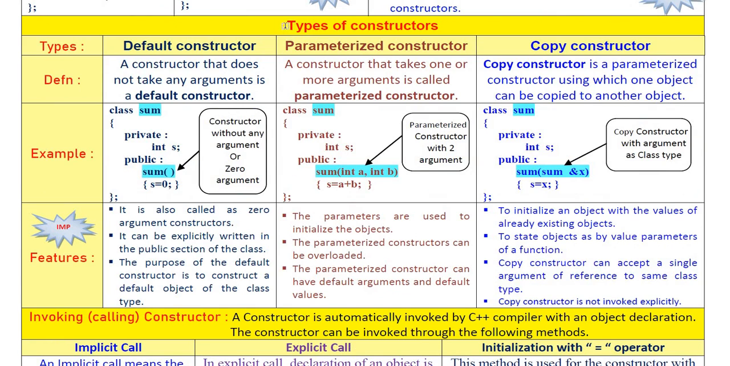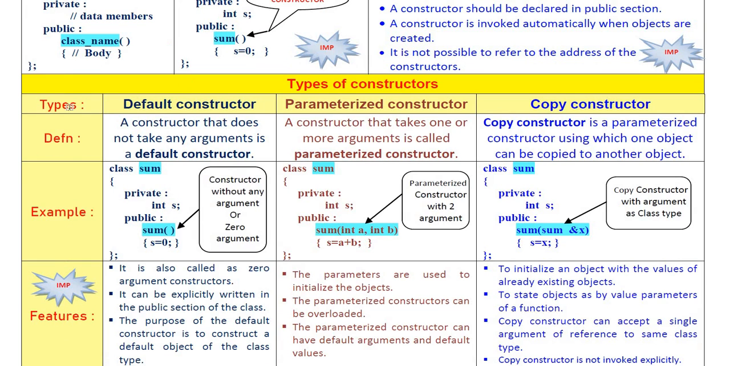Next we will see types of constructors. There are three types of constructor. This is very important because in examination you will get a 5 marks question like explain types of constructor with general syntax and examples. There are three types of constructors. The names are default constructor, parameterized constructor and copy constructor. So three types of constructors.